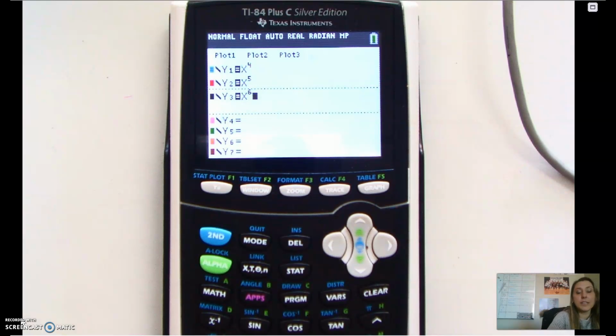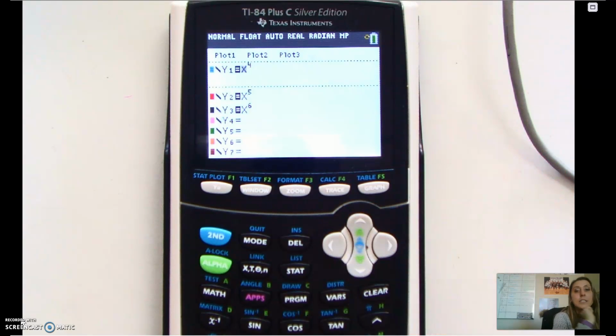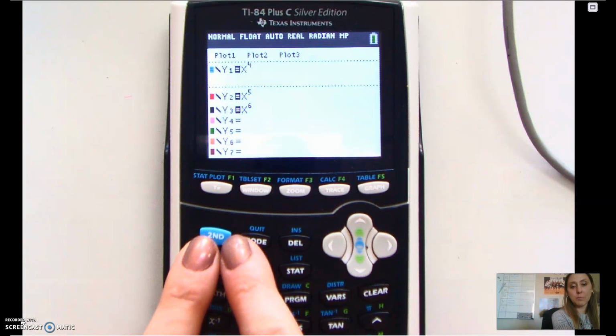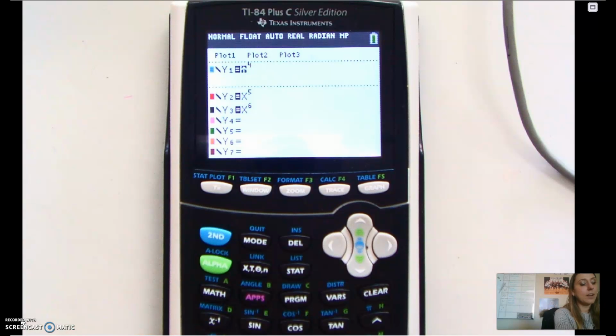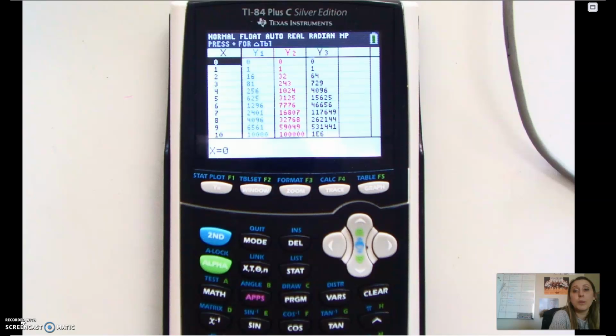So we have 3 things filled out. We've got x to the 4th, x to the 5th, and x to the 6th. That looks very familiar. That looks like what we wrote down in our notes. Then we're going to hit our second button, and then our graph button, which is right here. And it's going to pull up a table.